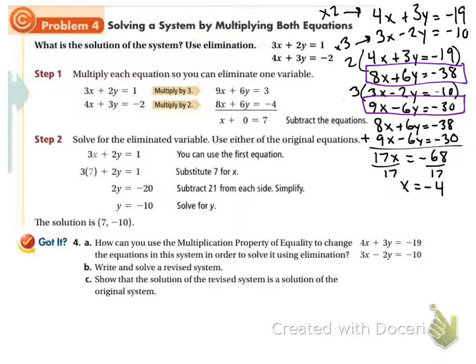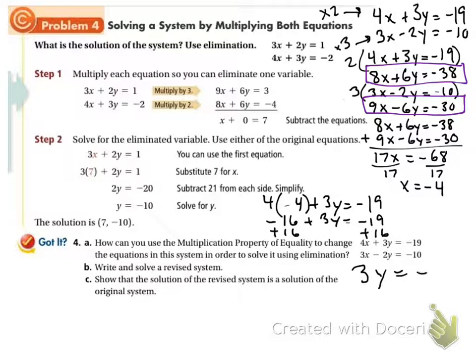Let's go for the top equation. So 4 times negative 4 plus 3y equals negative 19. So that's negative 16 plus 3y equals negative 19. If I add 16 to both sides, oops, I'm running out of room. When I add 16 to both sides, I get that 3y is equal to negative 3. And divide by 3, and we get that y is equal to negative 1. So we get the point negative 4, comma, negative 1.